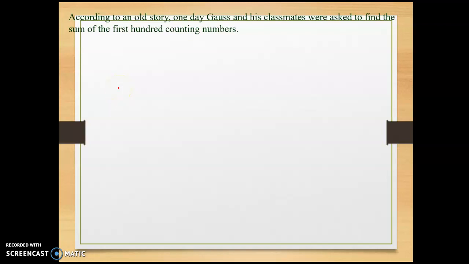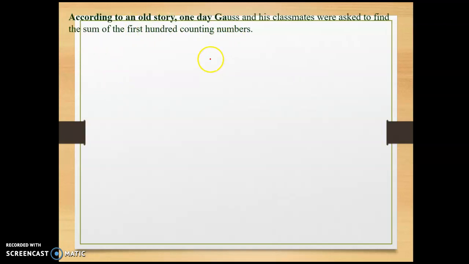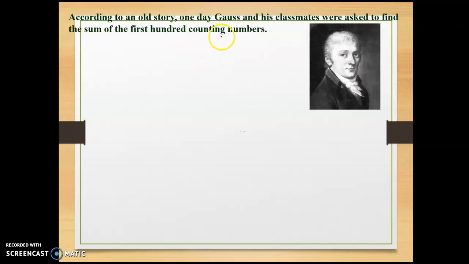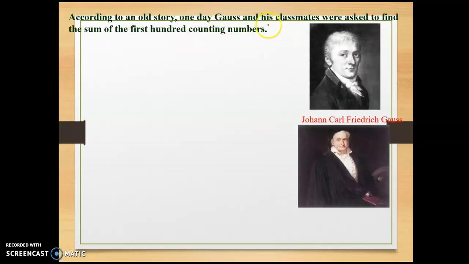Okay. According to an old story, one day Gauss and his classmates were asked to find the sum of the first 100 counting numbers. Okay, so Sir Carl at that time was so young. The story goes, he's still in grade 2, and then the teacher solved that problem for how many days?